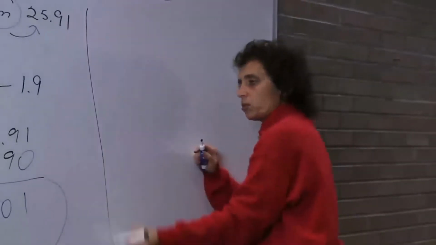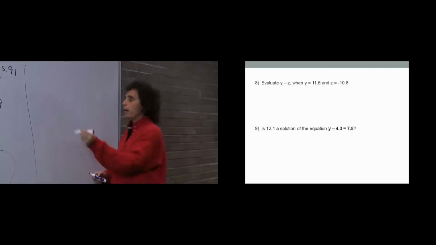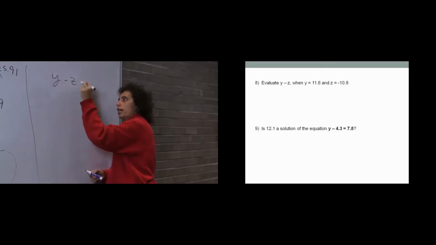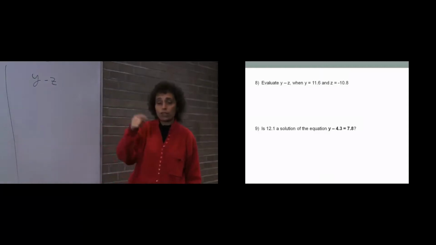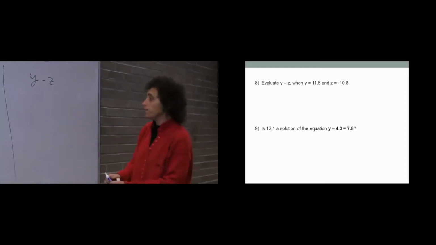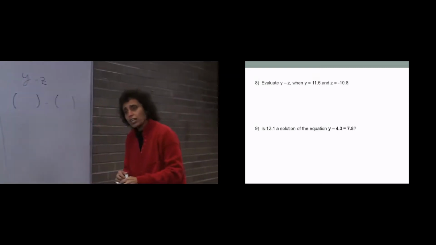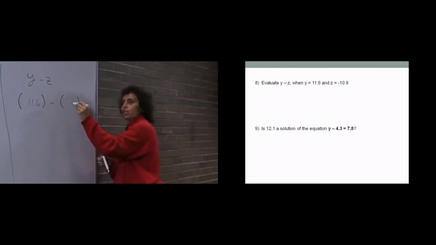Okay, let's go back to something else we know how to do. I hope we know how to do. It says evaluate y minus z. Remember, y minus z is just an expression. I can either simplify, which I can't do because they're not like terms, or I can evaluate if they tell me what the numbers are. And they did. So they gave me a number for y, and they gave me a number for z. For y, they gave me 11.6. For z, they gave me negative 10.8.